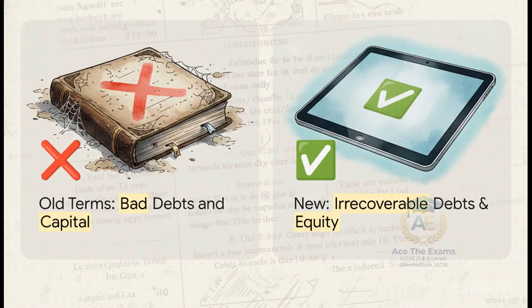Now, I want you to really focus on the shift to modern international terminology. The days of using that older phrasing are completely over. If you write bad debts on your paper, you are instantly in the danger zone. You really must use the term irrecoverable debts. And instead of just jotting down capital, you've got to be precise. Use owner's equity. The examiners are looking for literally 100% accuracy on this. It's not just a friendly suggestion, it's a strict requirement if you want to avoid those immediate, totally unnecessary penalties. You absolutely have to speak the modern language of finance.